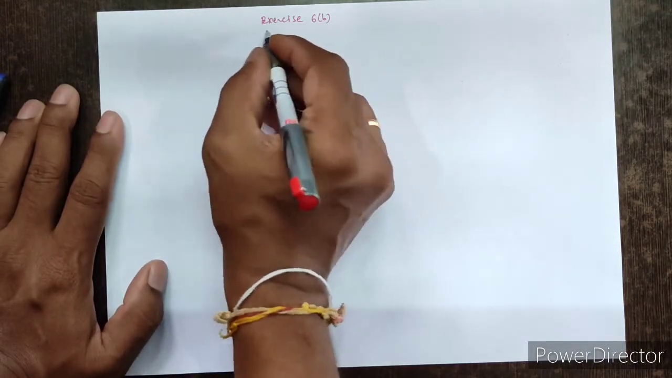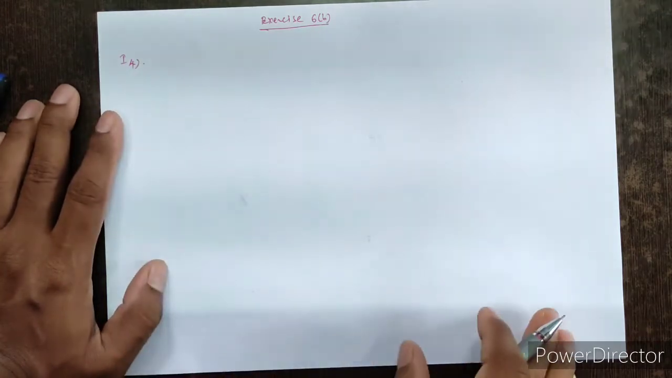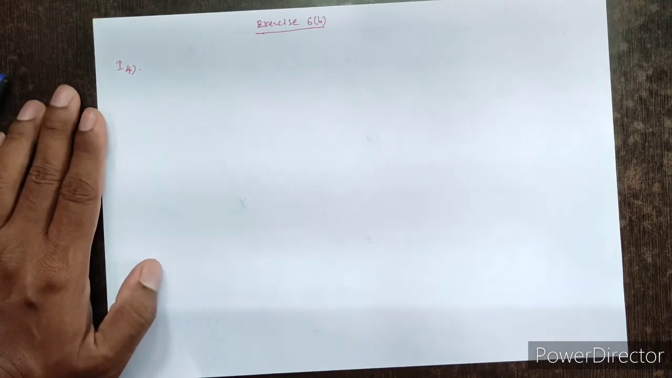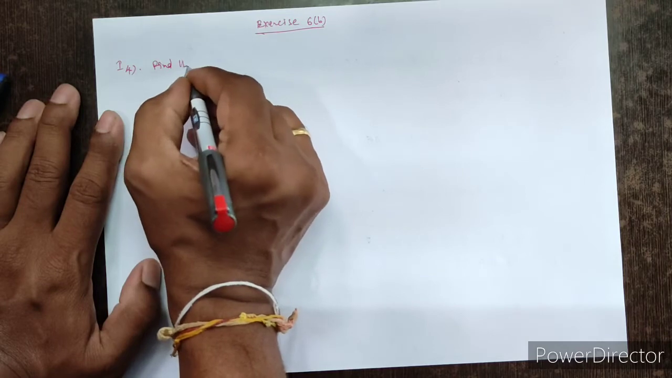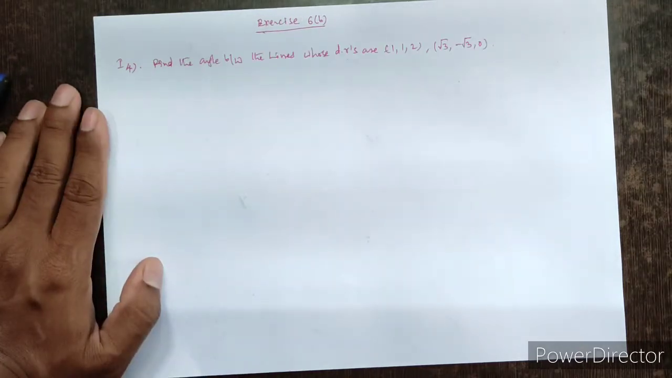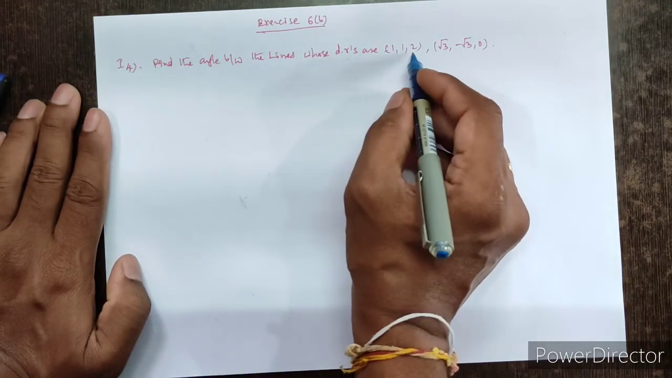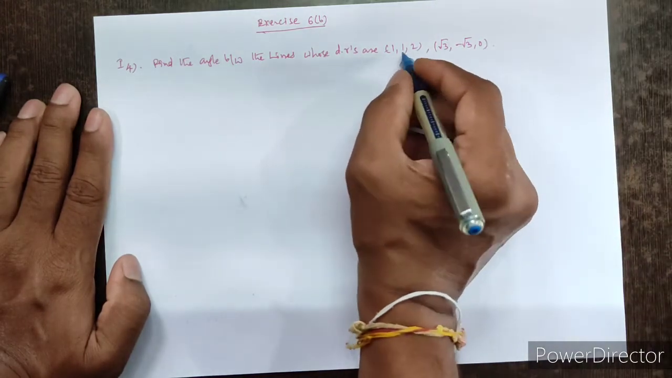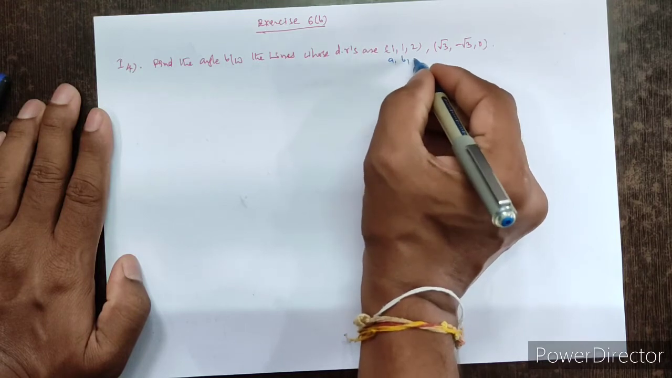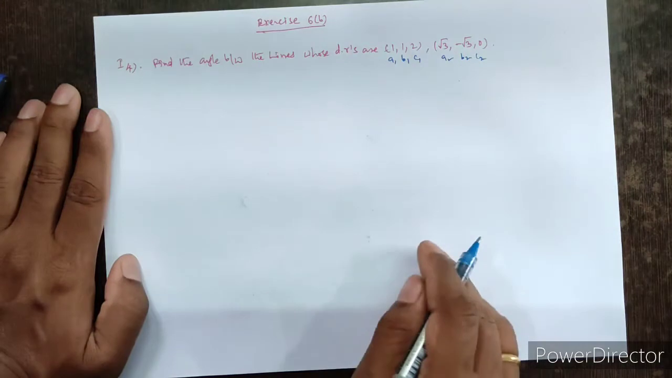Exercise 6b problems. First bit, fourth problem: find the angle between the lines whose direction ratios are 1, 1, 2 and root 3, minus root 3, 0. So let this be a1, b1, c1, and a2, b2, c2.